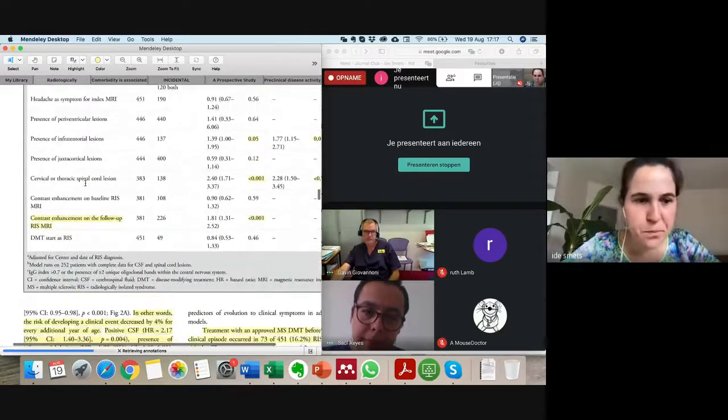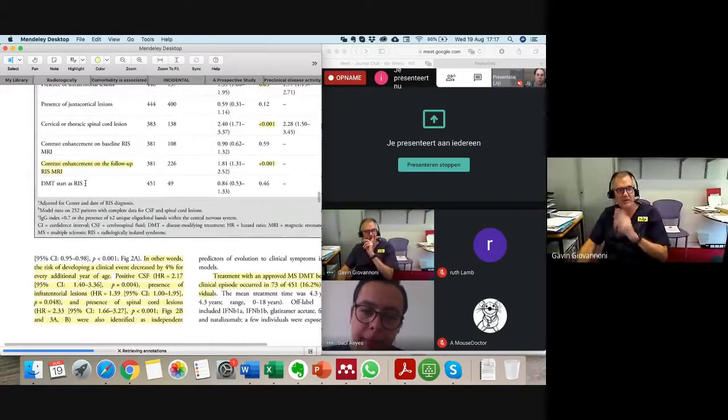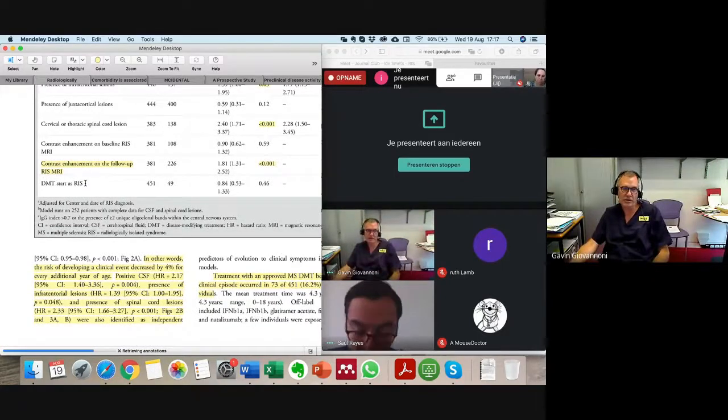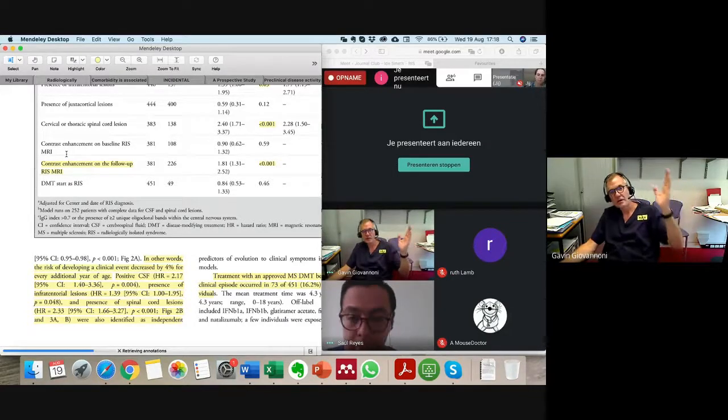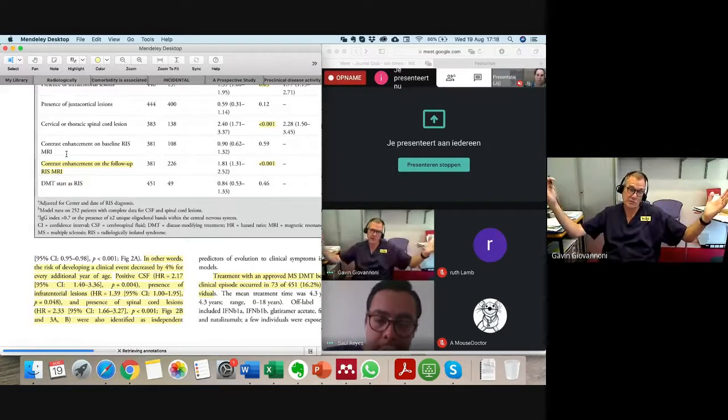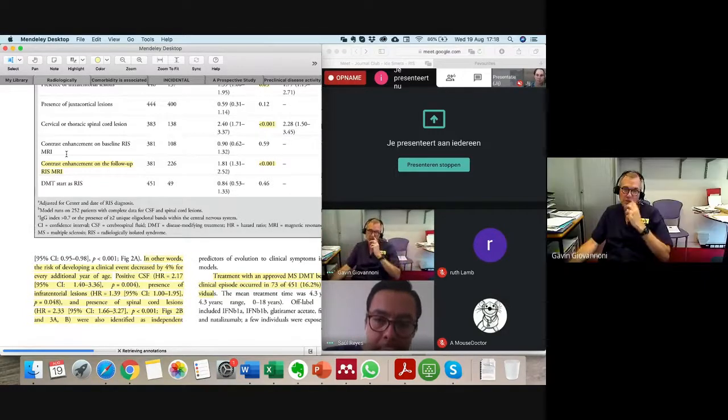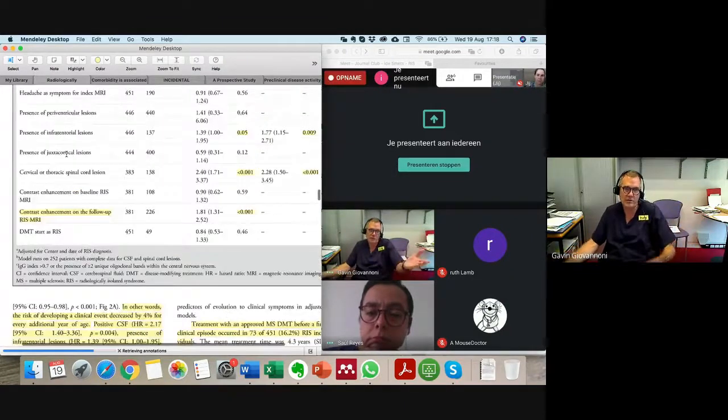So, coming back to GAD enhancement, as you know, it's just a point in time. The average lesion only enhances 3 to 4 weeks. Yeah. So there's a good chance, by the time these people have their scans, randomly I suppose, that you'll only pick up a small proportion of the enhancing lesions. So I'm not surprised at that result.